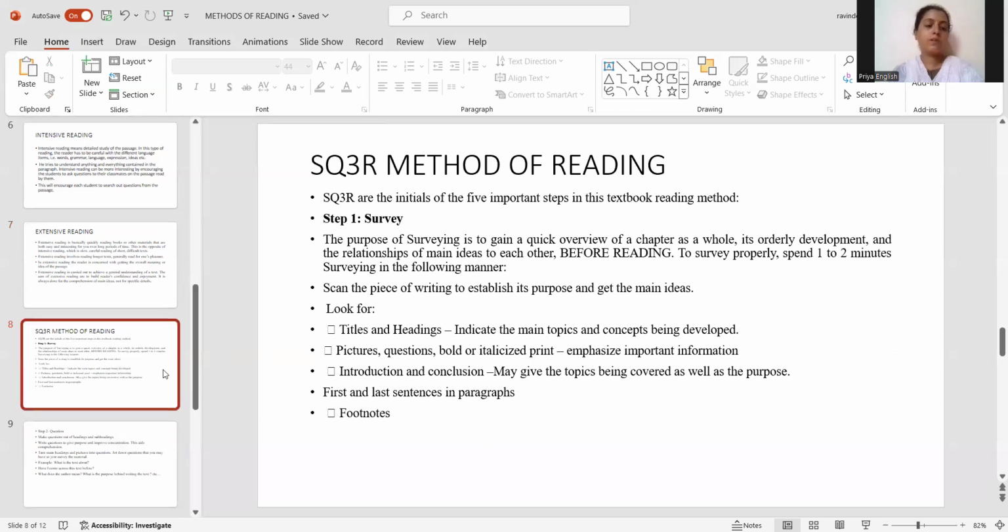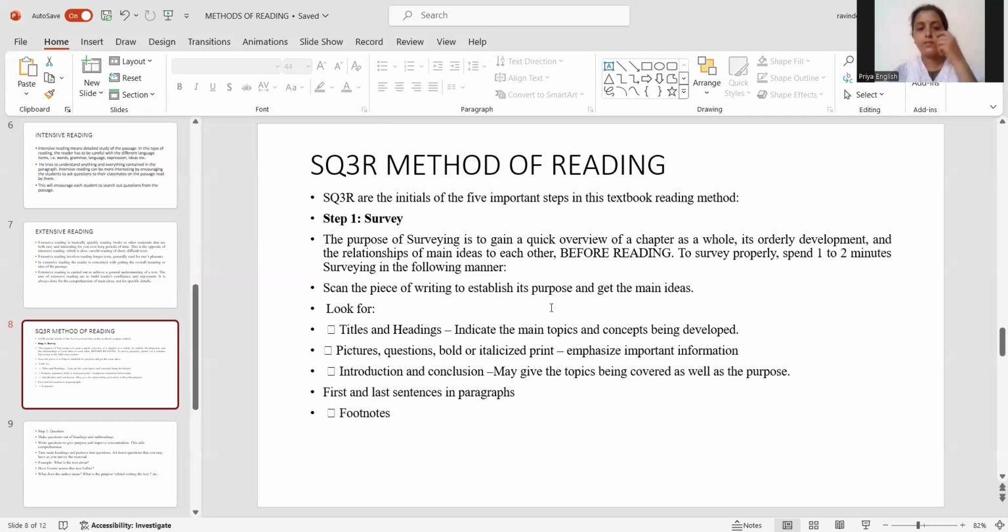So the next method of reading is the SQ3R method of reading, which is a very important and very effective technique to adopt to enhance your reading skills and to understand the complete text, whatever you're going through. This is a 5-step method. This method involves 5 steps.